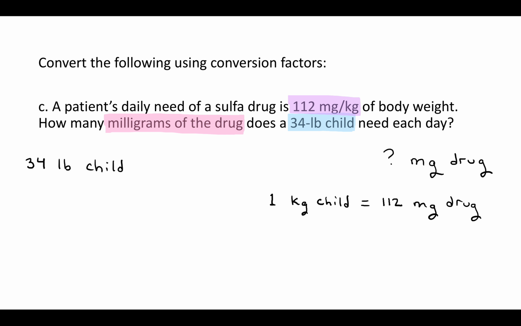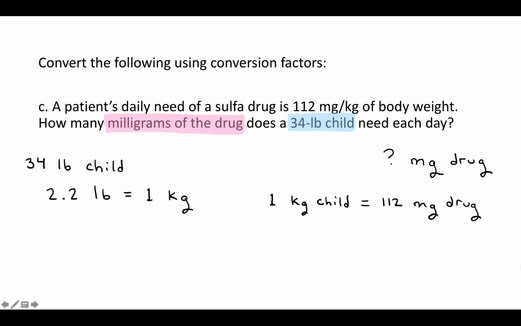Alright, so this is what I've extracted from that problem. Now, from here, I can see that if I had kilograms of the child, I could get to milligrams of the drug using this conversion factor. But I don't have kilograms of the child, I have pounds of the child. But maybe there's a way I can get from pounds to kilograms. Ah, there is! In every 1 kilogram, there are 2.2 pounds. So I have, in every 2.2 pounds, there's 1 kilogram. And I can use this conversion factor to get from pounds to kilograms, and my second one to get from kilograms of the child to milligrams of the drug.